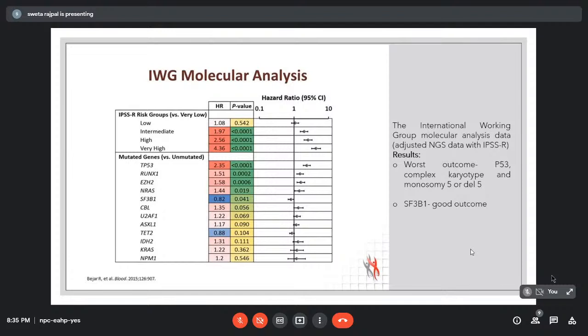And SF3B1 is correlated with the low risk of IPSS-R. So definitely it shows that inclusion of mutation studies will definitely improve the prognostication, and it will be a part of the prognostic tool in the future.